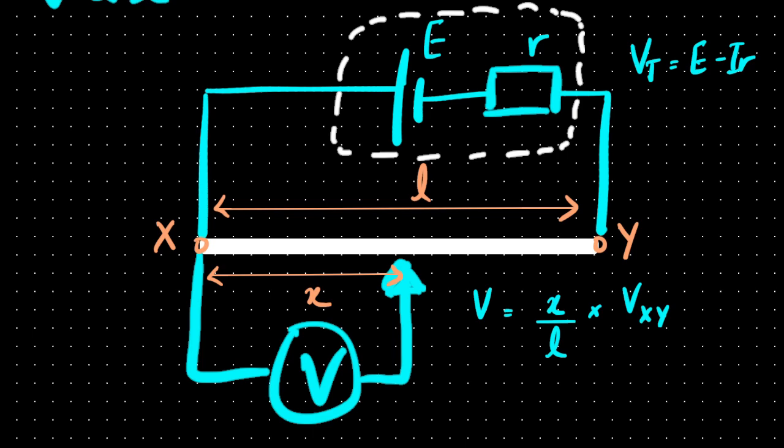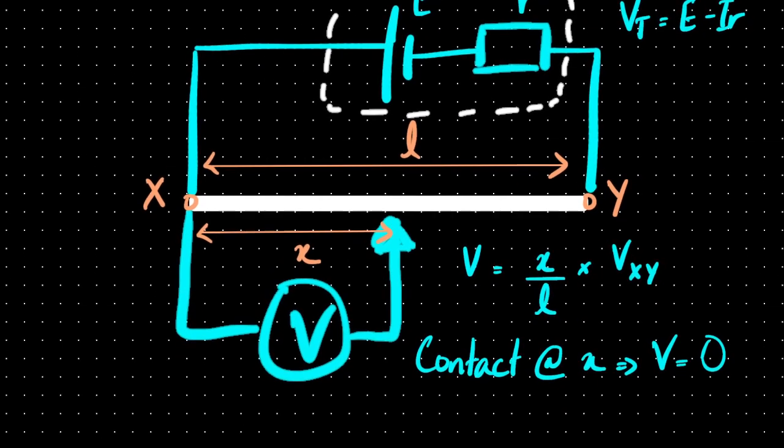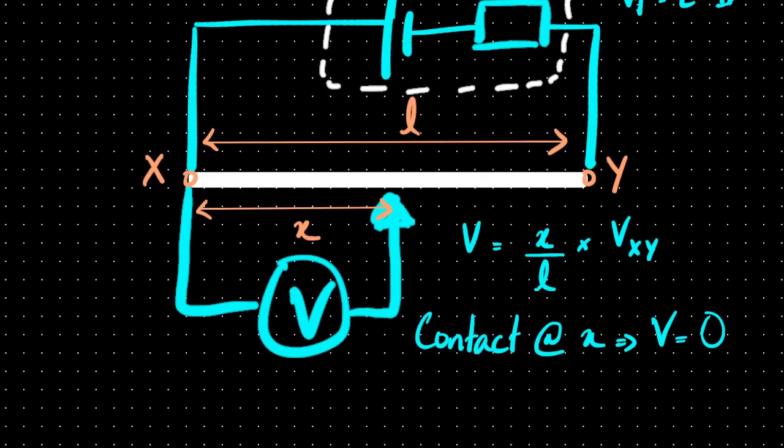So we can then also go ahead and say that Vx is 0, right? So actually let's say if the contact is at X, so V is 0, and if the contact is, actually let's make this uppercase X.